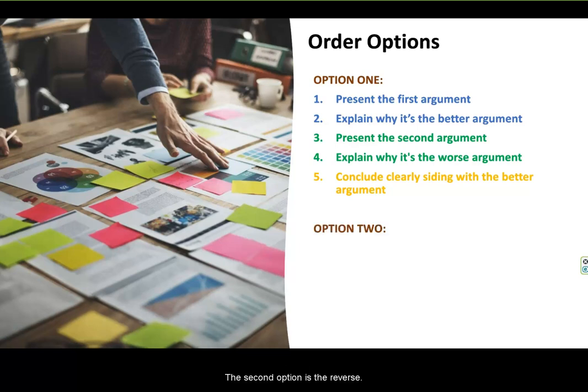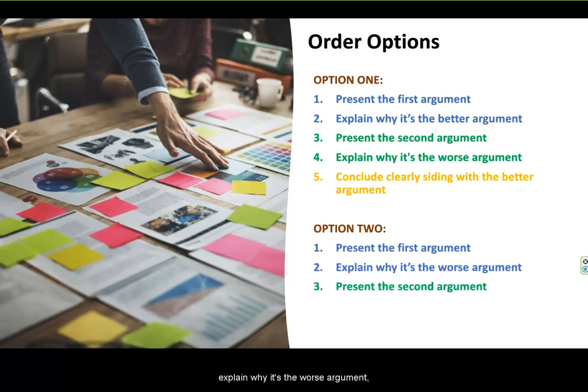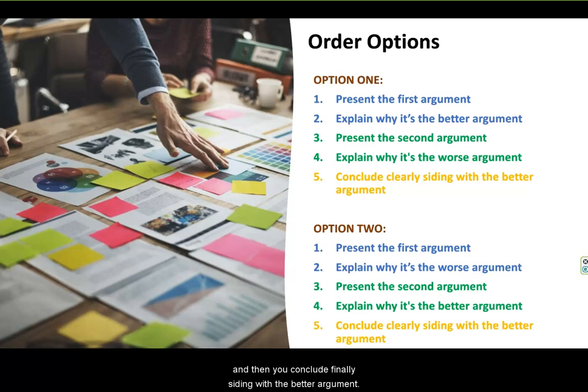The second option is the reverse. You present the first argument, explain why it's the worse argument, present the second argument, evaluate it, explaining why it's the better argument, and then you can continue on from there if you have more than two arguments that you're going to be evaluating. And then you conclude, finally, siding with the better argument. And this option I like because it has the benefit of allowing you to transition right from your explanation of why the second argument is better into your conclusion. It just tends to create a nice little transition.